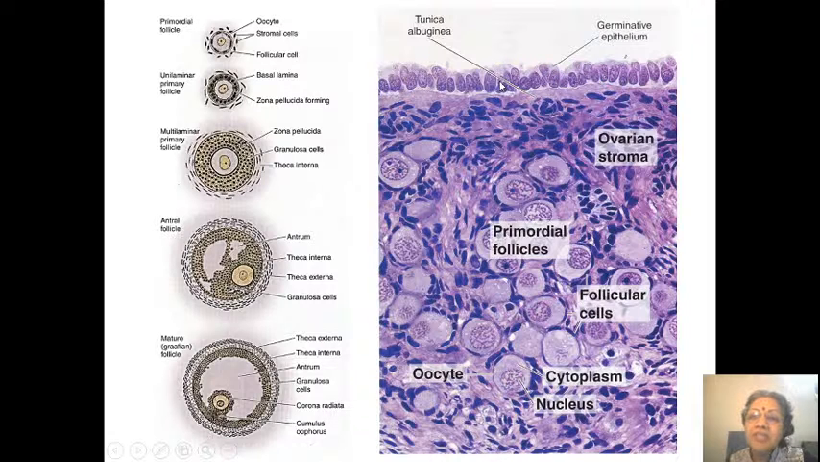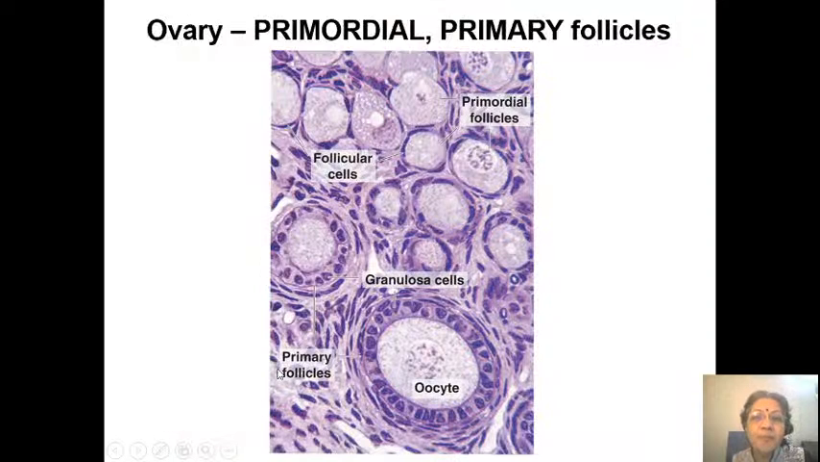So the germinative epithelium, the tunica albuginea, as you can see, is not much, a little bit of connective tissue. And in the ovarian stroma, you see the primordial follicles, the single flat nuclei, those are the follicular cells around the ovum. Then you have the oocyte again, nucleus. This has to be very large for you to be able to see, but this is the development of the follicles as we saw before.